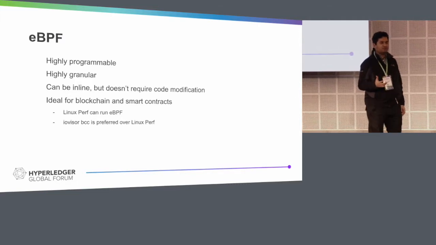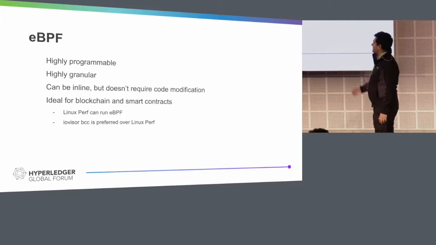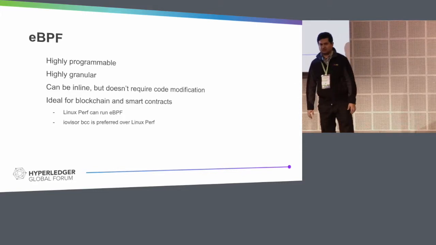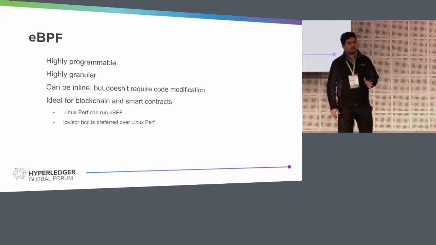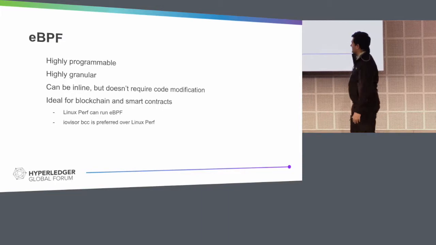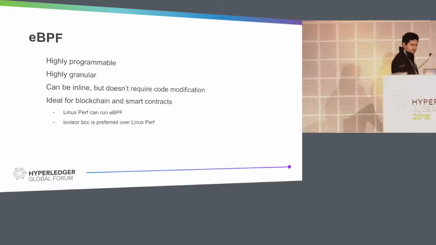So there are two ways to run eBPF probes today. The first is called Linux Perf. The second is called iOS at BCC. Both of them are open source, very popular. There's a third one called Ply in the works, but it's a bit further from maturity as of now. So the preferred one is iOS at BCC.